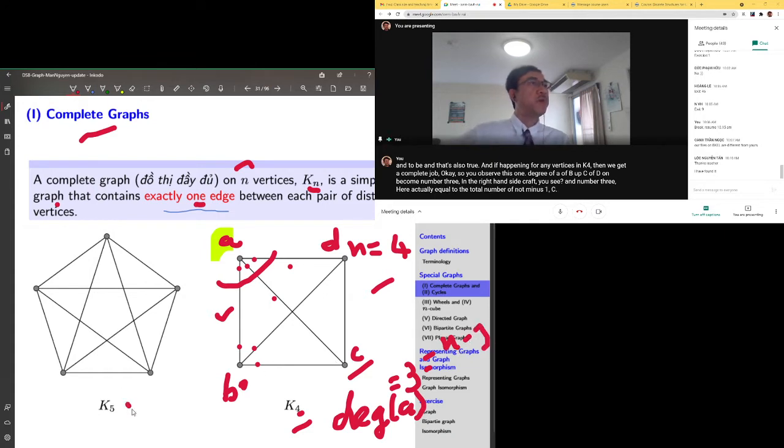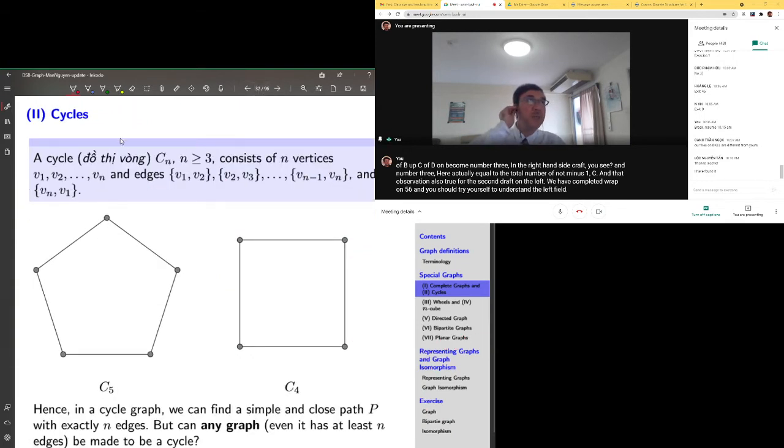And that observation is also true for the second graph on the left. We have a complete graph on 5 vertices. And you should try yourself to understand the left figure. Now we move to the cycle.